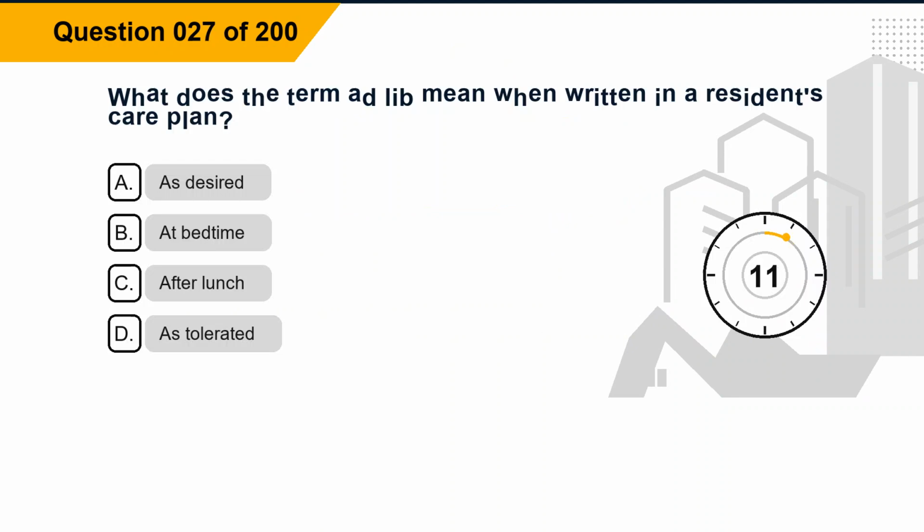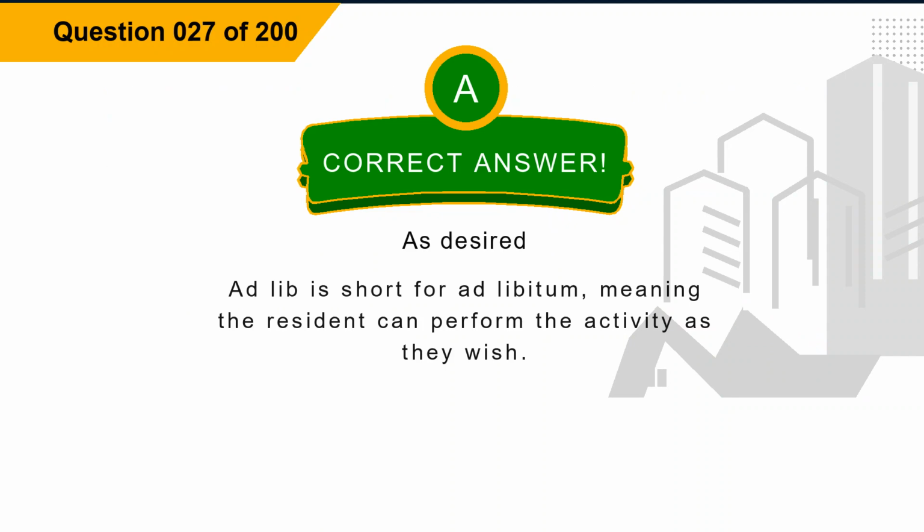Question 27. What does the term ad lib mean when written in a resident's care plan? Option A, as desired. Option B, at bedtime. Option C, after lunch. Option D, as tolerated. The correct answer is option A, as desired. Explanation. Ad lib is short for ad libitum, meaning the resident can perform the activity as they wish.